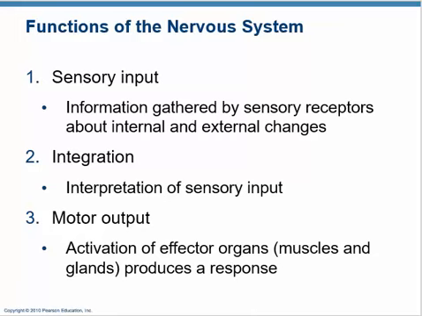So there is gathering information from internal and external sensors and bringing it back to the central nervous system, where you can integrate and make sense of it and interpret that sensory input. And then you have to send instructions out to the effectors to deal with it. So we talk about sensory input, integration, and motor output. Those are the 3 steps of how the nervous system works.